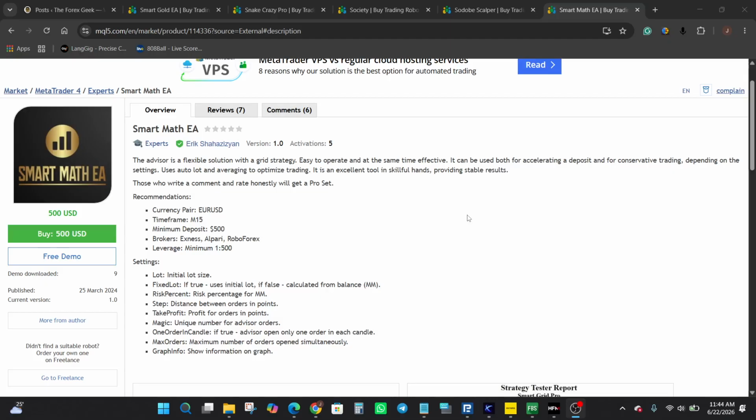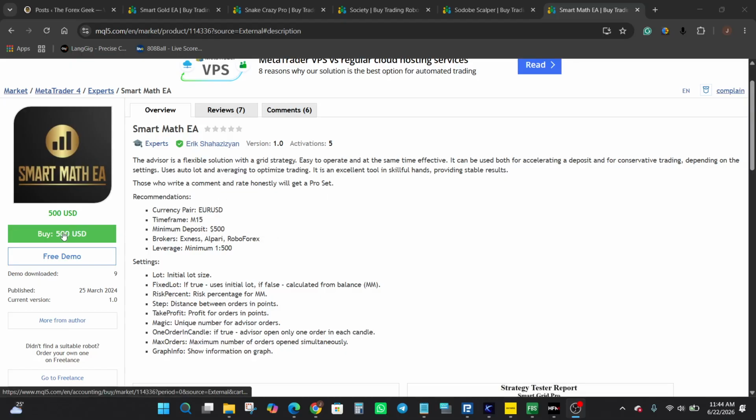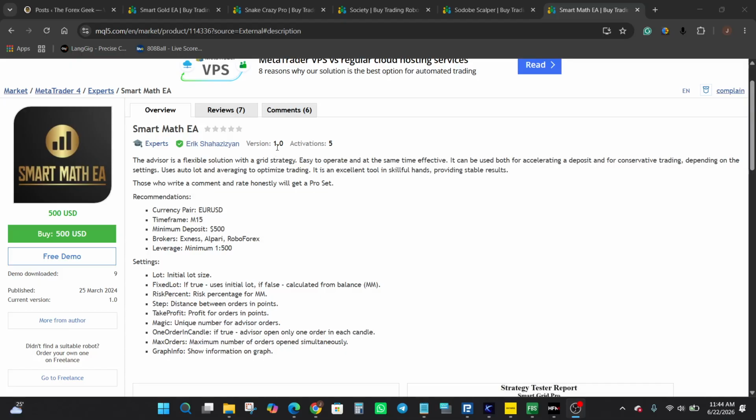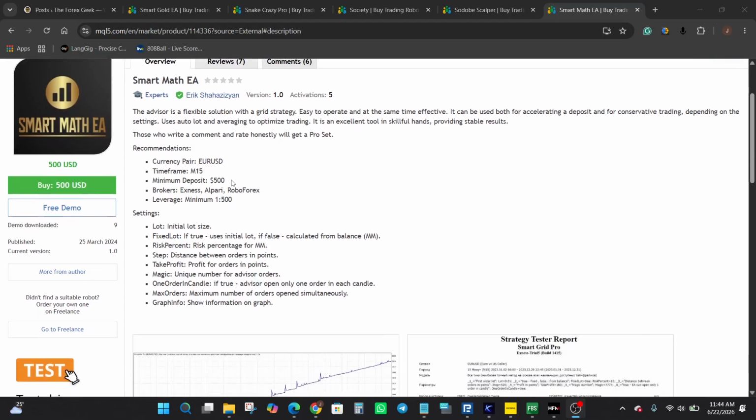Now, starting here on the marketplace page, we can see that the developer is Eric Shahazizian. The EA is listed at 500 US dollars. It comes with 5 activations, and the current version shown is 1.0. Looking through the description, the developer positions Smart Math EA as a tool that can be configured for different trading styles depending on the settings selected. The marketplace page specifically states that it can be used either for more aggressive deposit growth or for a more conservative approach, with behavior influenced by user configuration.